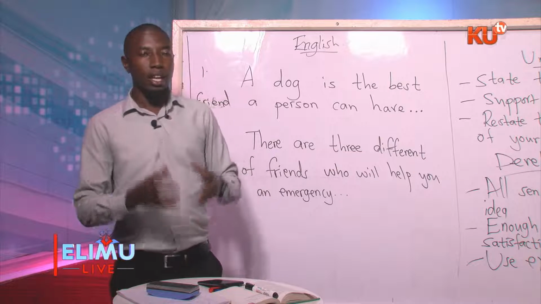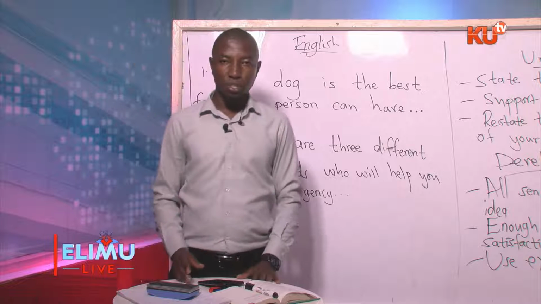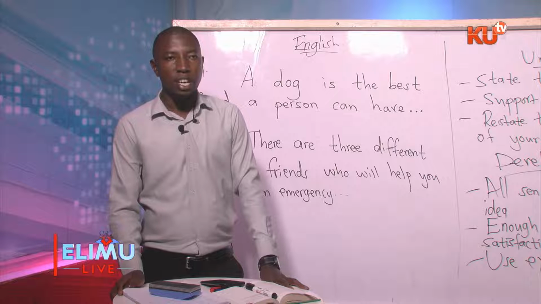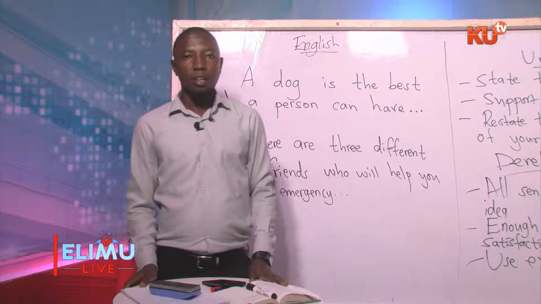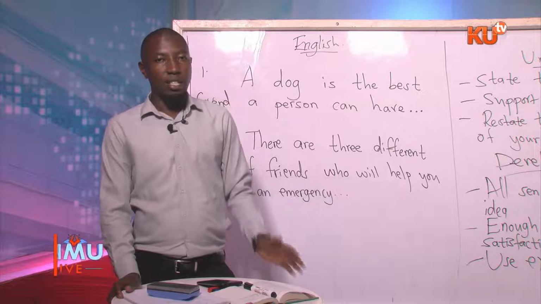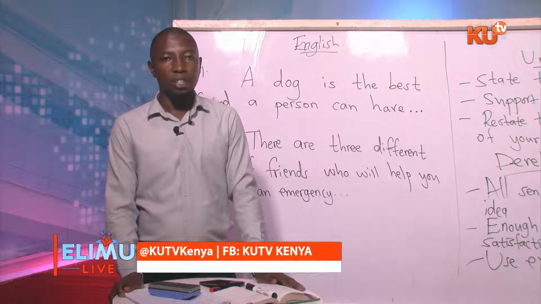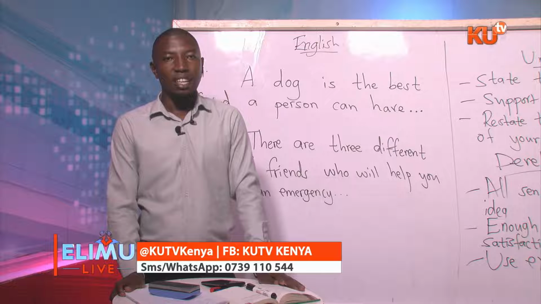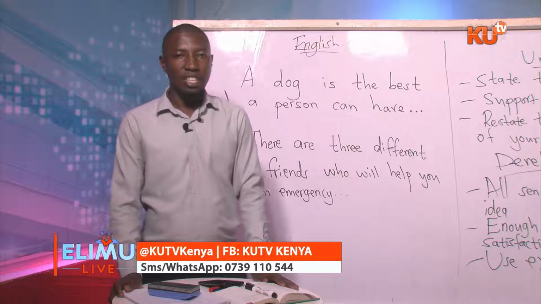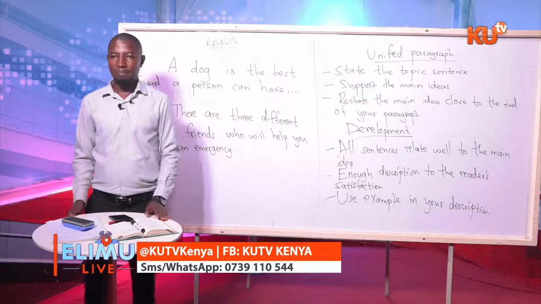And I believe I am going to do another lesson. In the next lesson, I'm going to teach you how to write the whole composition, now that you know how to draft paragraphs in three ways: unified, coherent, and well-developed. In the next lesson, I'm going to take you through how to write the whole essay or the whole composition.